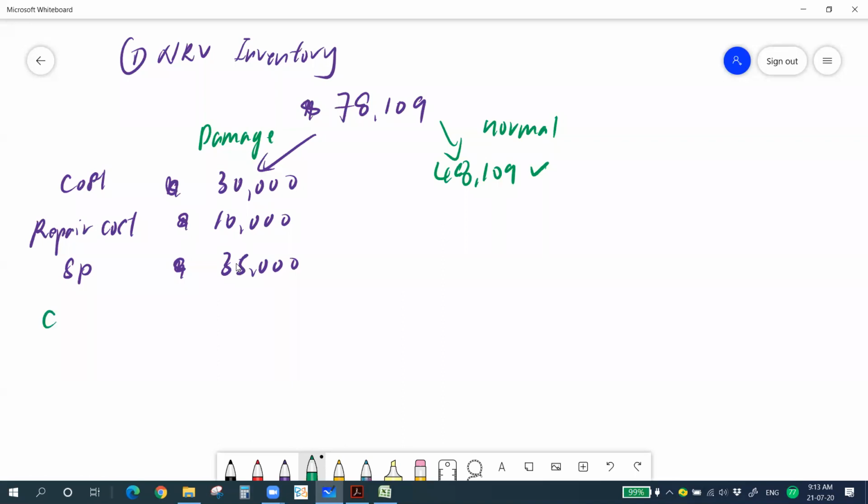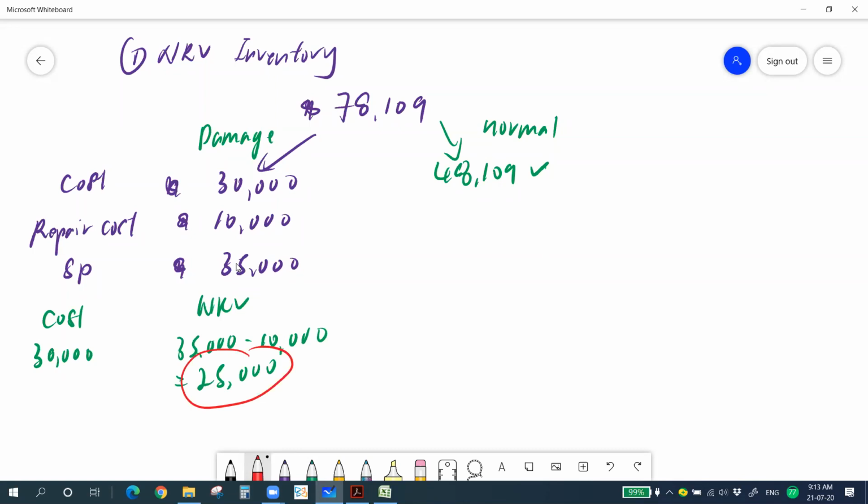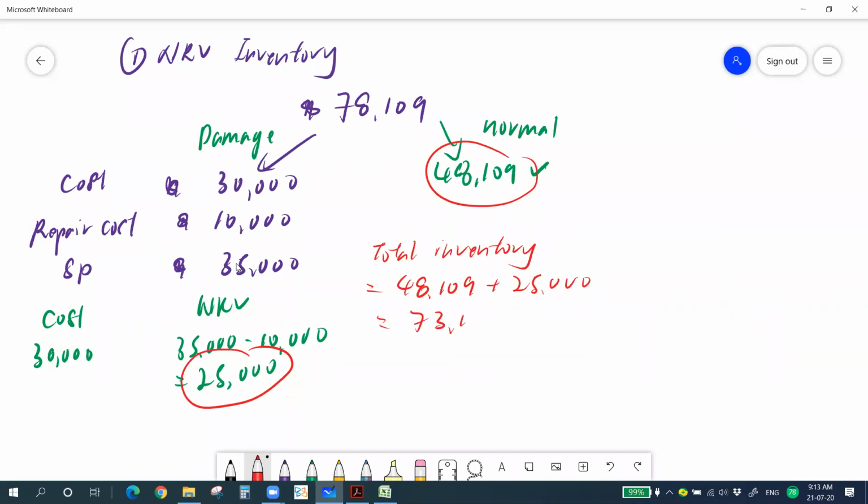So cost is 30,000. NRV equals to 35,000 minus 10,000, 25,000. So we should choose the lowest one, right? This one. So the total inventory value should be the 25,000 and 48,109. So this is the answer.